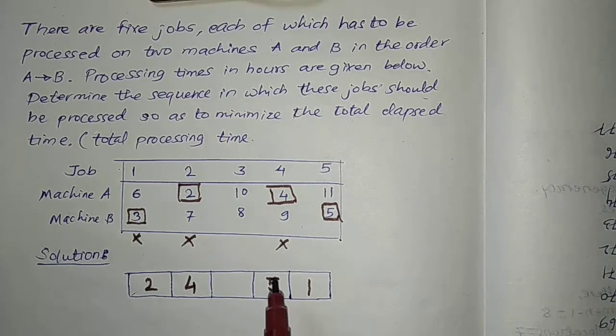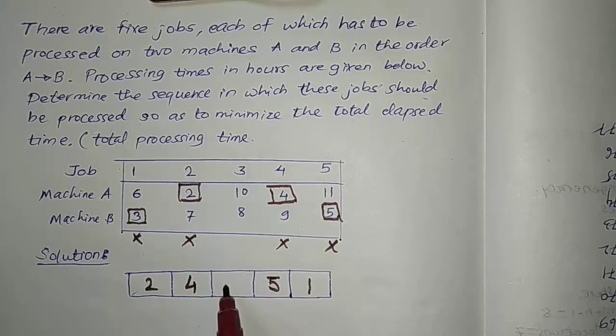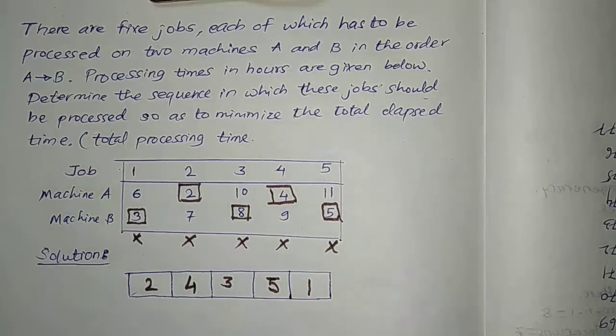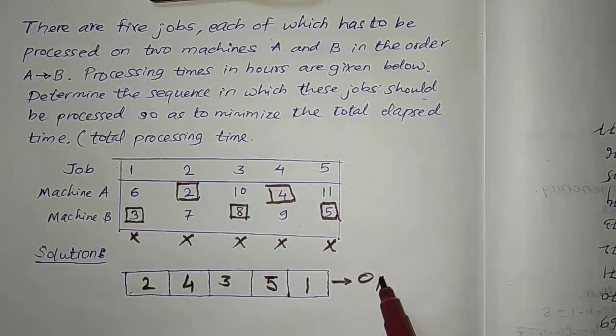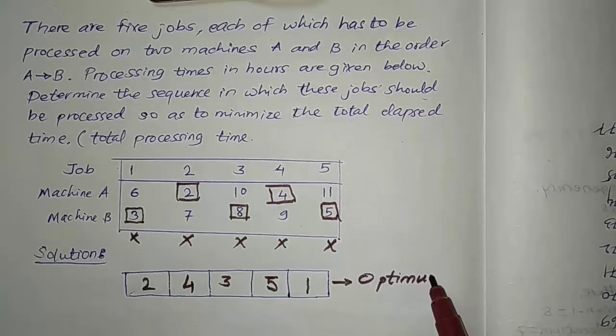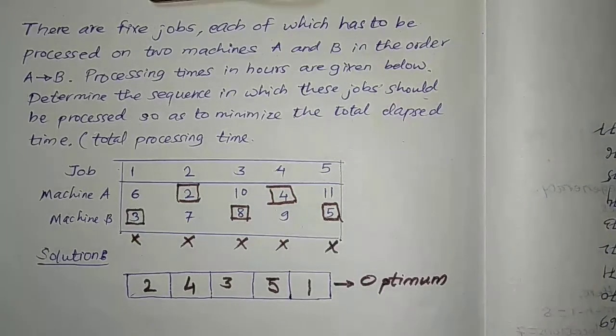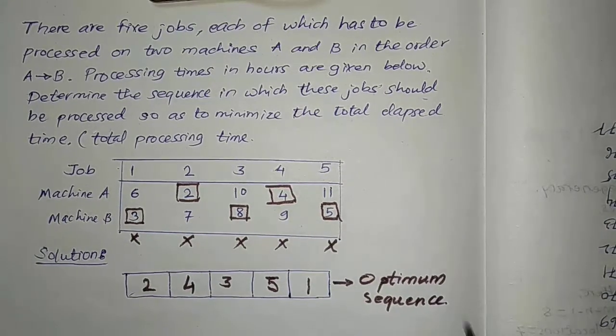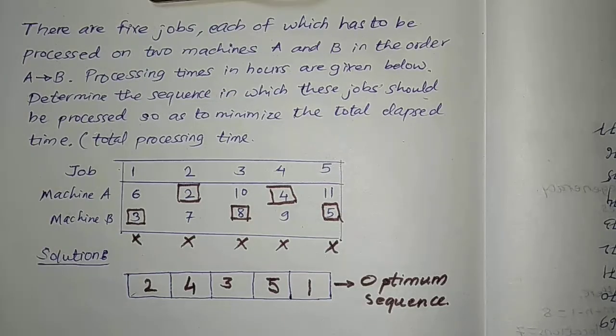Right? Now I will eliminate this one and there is only one job remaining and only one position. So I will write here job number 3 in that position and I will eliminate this one. So if you see here, all the jobs are sequenced. So this is the optimum sequence as per Johnson's algorithm.